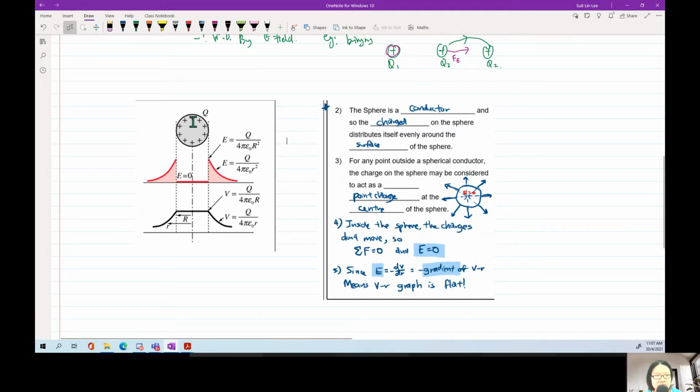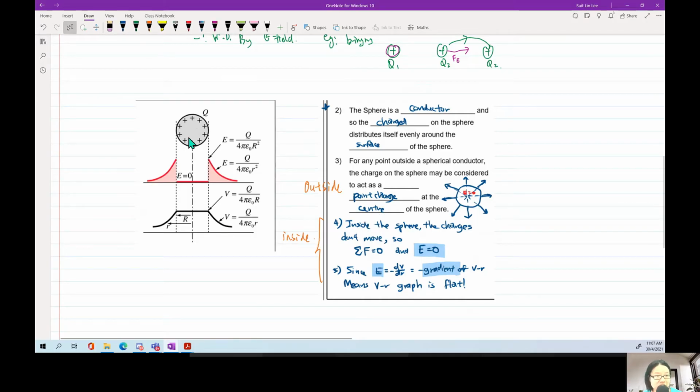And then sometimes they will ask you what happens inside the sphere. Outside the sphere, it acts like a point charge. I'm going to label this one: this is outside the sphere, and this one is inside. So inside the sphere, the charges don't move.